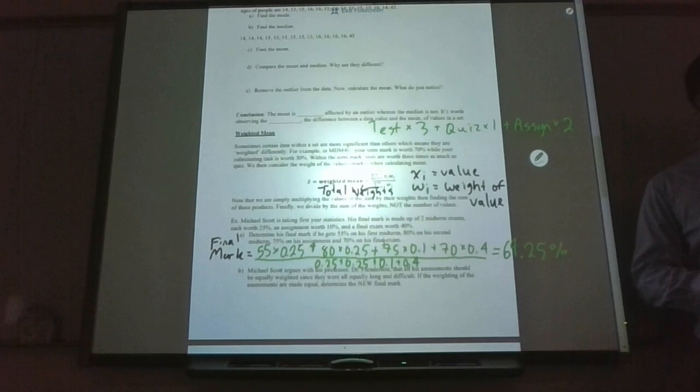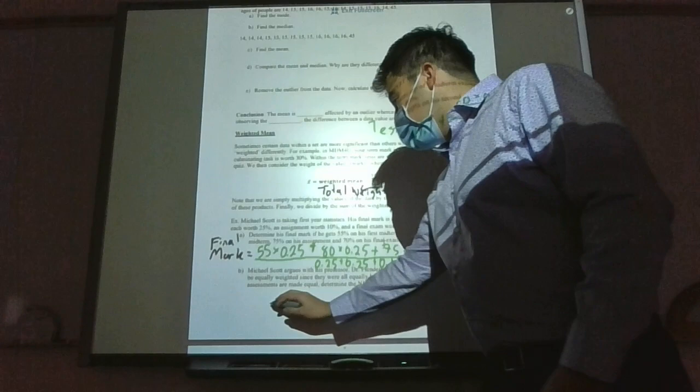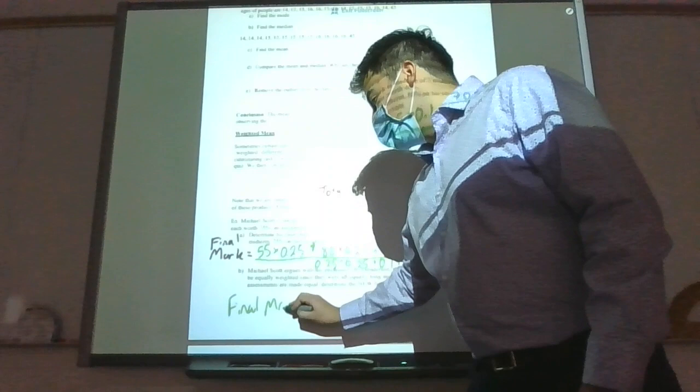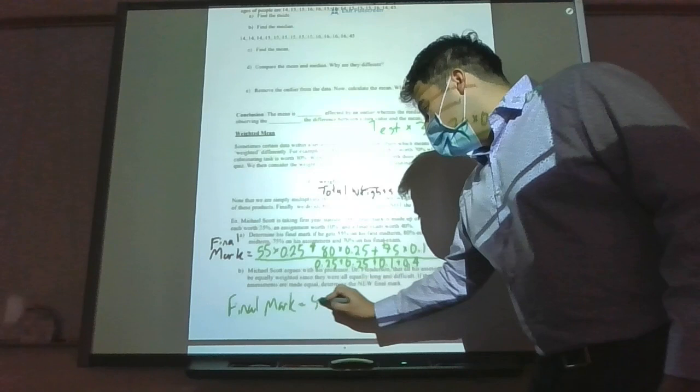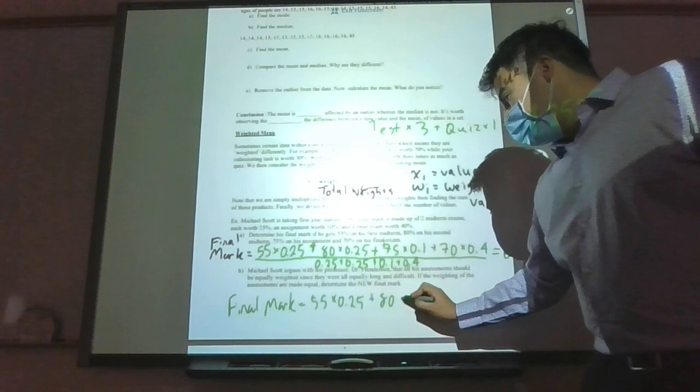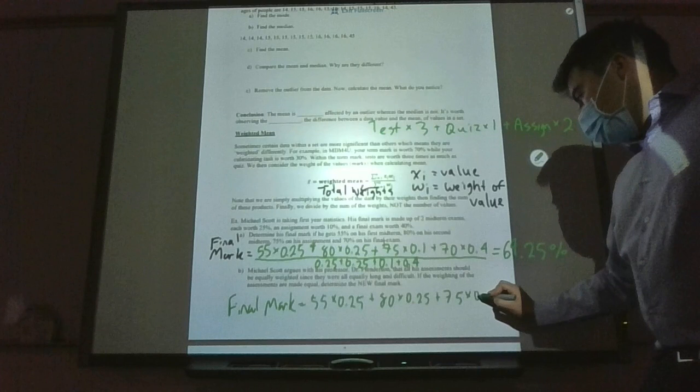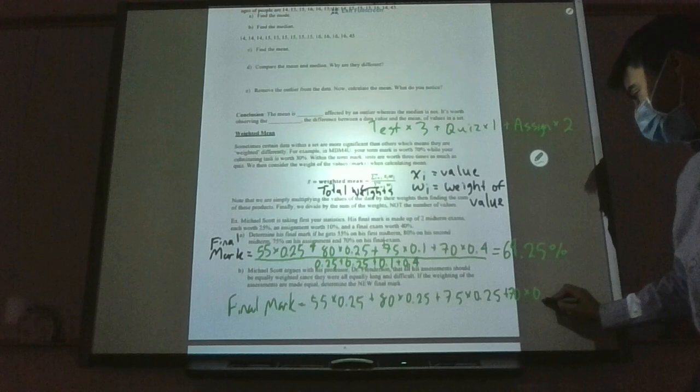Exactly. So do you see all this calculation we did up here? Well, there's 2 ways to do it. One way is with the formula, right? You take every single mark, 55 times 0.25, because they're each worth 25%. I'm just going to show you how this works. And then there's a much easier way after this. Divided by 1. What's the easier way of doing this?